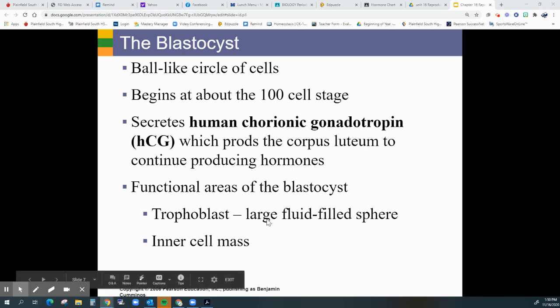There are two basic areas of the blastocyst that are functional at this point. There's called a trophoblast, which is kind of a large fluid-filled sphere, which will eventually become the amniotic fluid, and then an inner mass of cells, which will eventually become the fetus.